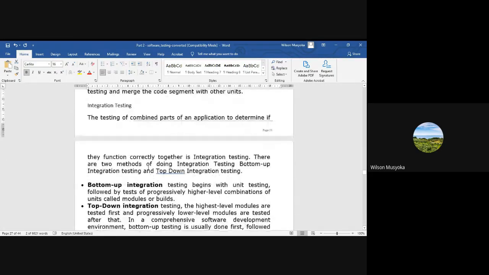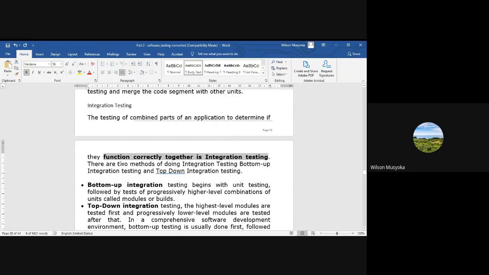Then we come to integration testing, whereby we are trying to combine these modules or these units, and once we combine them, we try to see if they are functioning correctly together. So that is where integration testing comes in, where we are trying to determine if they function correctly together.